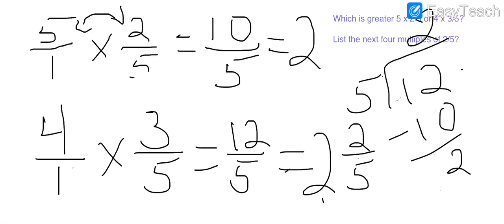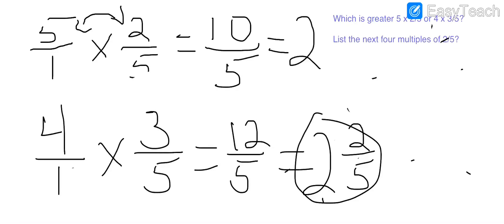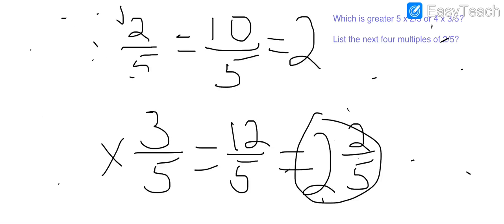So the answer to that question, which has a greater product, 5 times 2 out of 5, or 4 times 3 out of 5? The answer is 2 and 2 out of 5. All right. So, ahora vamos a tratar el próximo. Let's do that next one here.